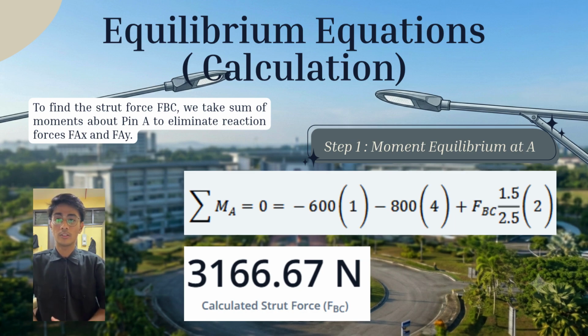Okay, for the equilibrium equations, the calculation, step 1: moment equilibrium at A. To find the strut force FBC, we take the sum of the moments about pin A, so we eliminate the reactions FAX and FAY. So the moment at point A equals 0, equal to negative 600 multiplied by 1, minus 800 multiplied by 4, and positive FBC multiplied by sin theta, which is 1.5 divided by 2.5, multiplied by 2. So we get FBC equals 3166.67 newtons.